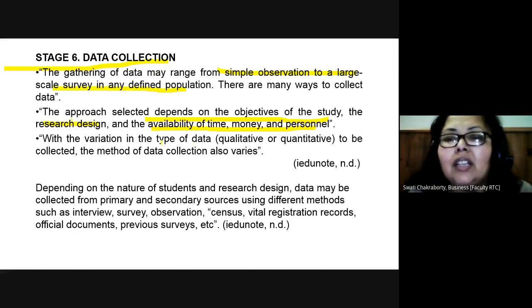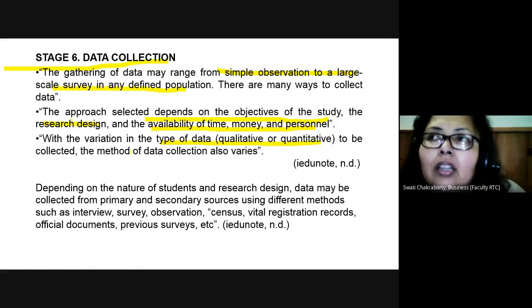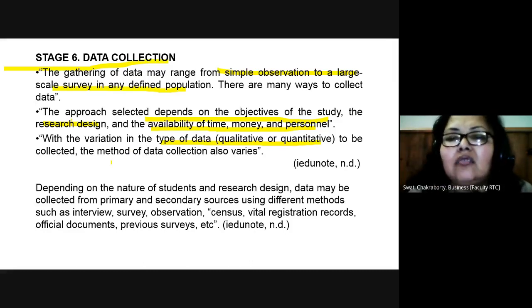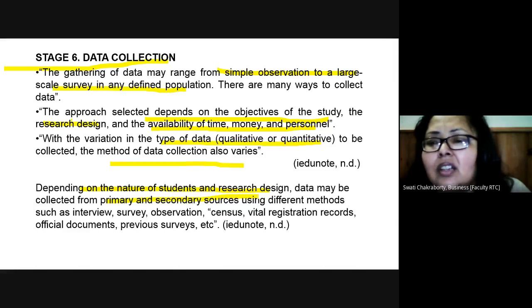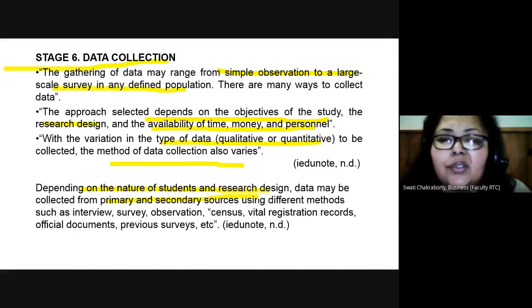So whatever may be the type of data, whether qualitative or quantitative, accordingly the data collection method will be chosen. So it varies according to the type of data. Depending on the nature of study and research design, data can be collected from primary and secondary sources using different methods, like interviews, surveys, observations. It could be registration records, census records, official documents, previous surveys, and so on and so forth.